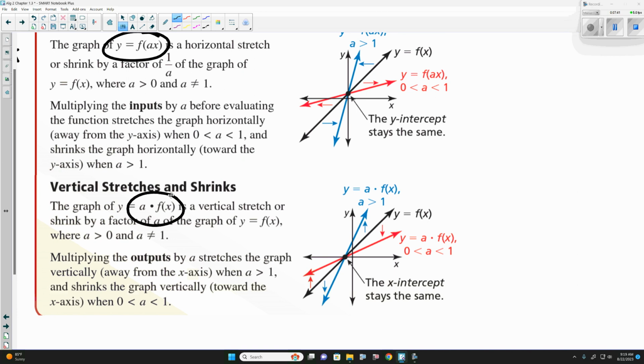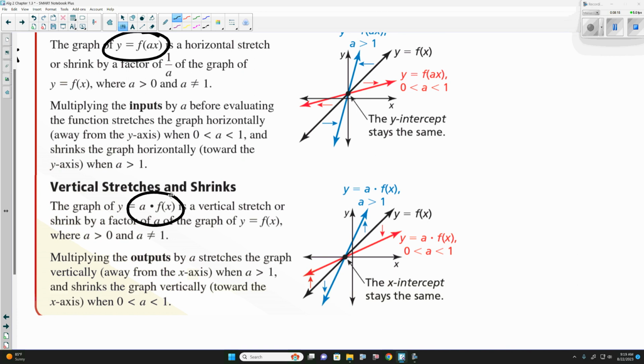For horizontal, we do have horizontal stretch, shrink. I will talk about it second, but it is our f of ax. And we also have vertical stretch, shrink, which is our a times f of x, where a is the amount that we are stretching or shrinking the function by.